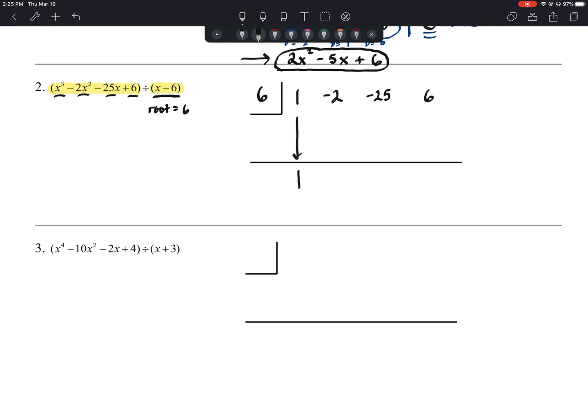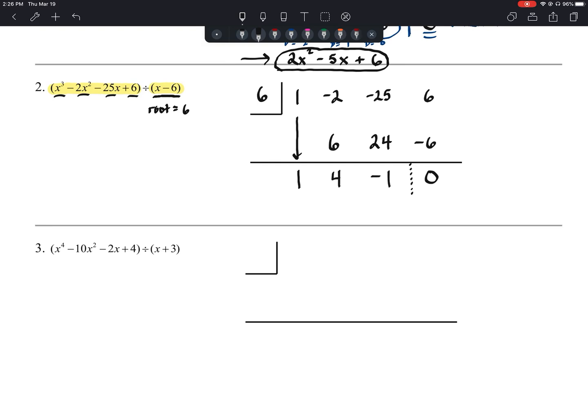Now we're going to multiply 1 times 6, write it underneath the second coefficient. Add them, we get 4. 4 times 6 is 24. Add negative 25 and 24, we get negative 1. And then negative 1 times 6 is going to be negative 6. When we add those two, we get 0. Remember, that's our remainder at the end.